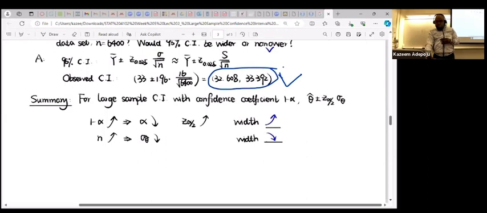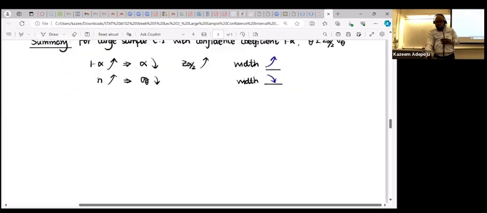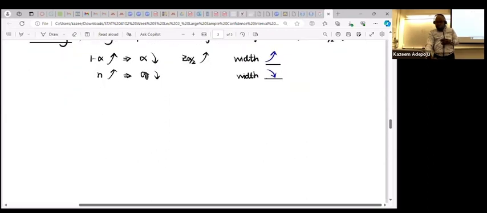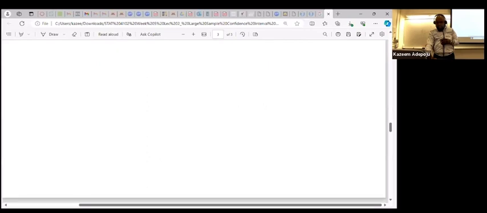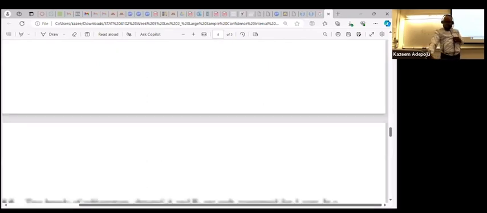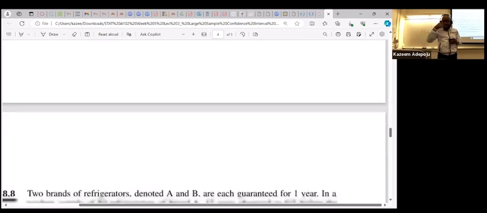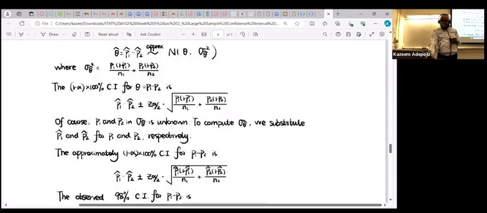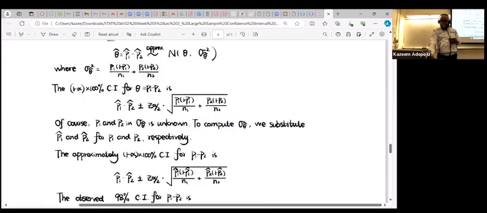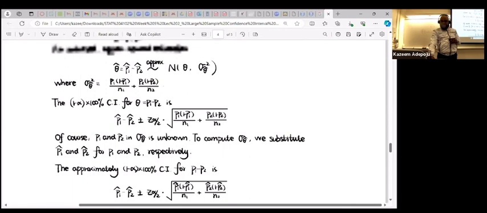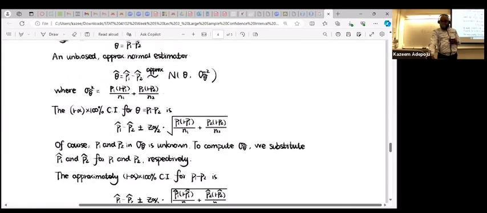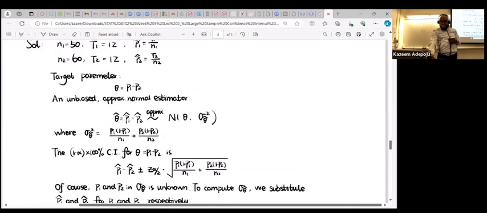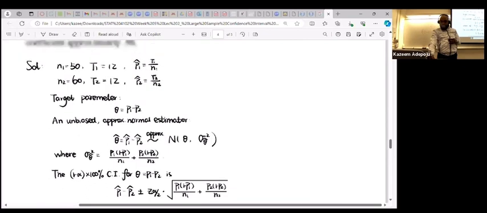Okay, so the next thing we want to do, I think I provided more examples. Now, this example has to do with two populations, and I think the focus is on the difference of proportions. Difference of proportions. Let me show you.